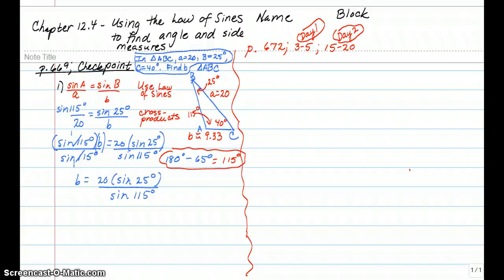Then hit your enter key, and you get this big long number. We're going to round it to the nearest hundredth, and so B is going to be approximately, once I round, it's not going to be exact, 9.33. So it's going to be approximately 9.33. Now I want to add a little bit more onto that. So 9.33 is the length of B.